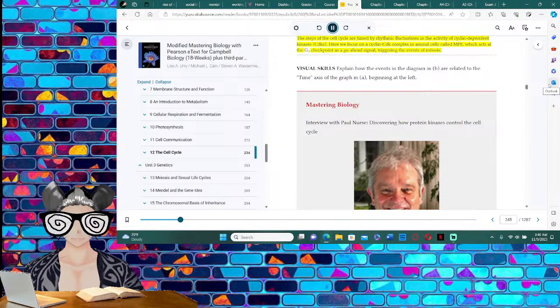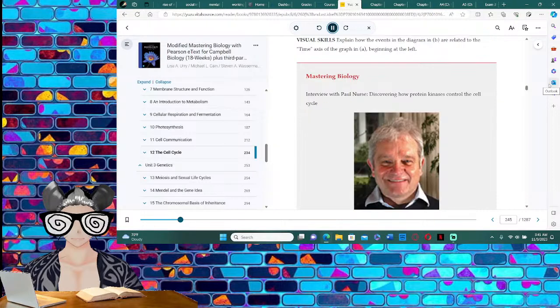The steps of the cell cycle are timed by rhythmic fluctuations in the activity of cyclin-dependent kinases, CDKs. Here we focus on a cyclin-CDK complex in animal cells called MPF, which acts at the G2 checkpoint as a go-ahead signal, triggering the events of mitosis.